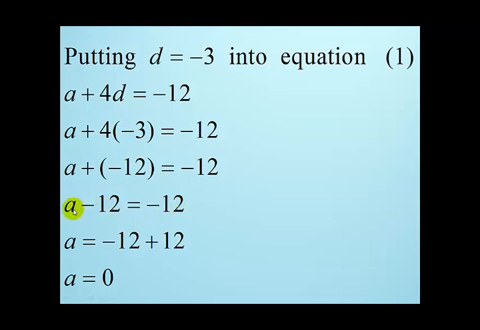Because we are making a the subject, minus 12 on the left hand side becomes plus 12 on the right hand side. And so minus 12 plus 12 will give us 0. This means that the first term of the linear sequence is equal to 0, and the common difference is equal to minus 3.